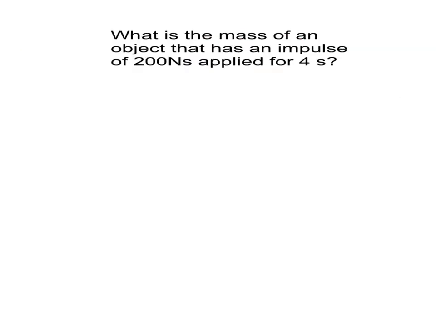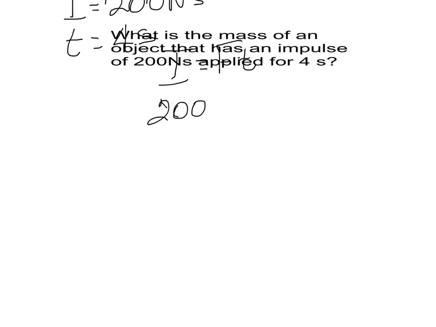So now we have a mass that has an impulse of 200 Newton seconds, and that impulse is applied for 4 seconds. So what's the force being applied? Well, we know impulse is 200 Newton seconds. We know time is 4 seconds. So we know impulse equals force times time. So that's 200 equals force times 4.